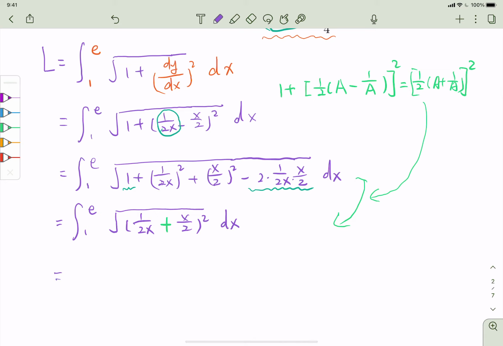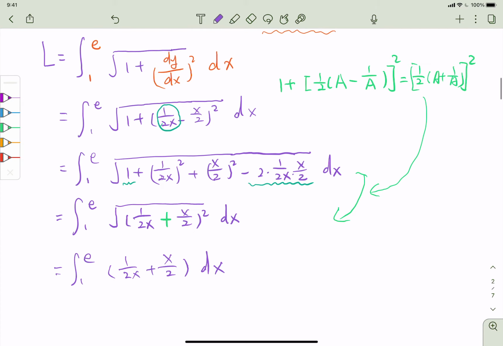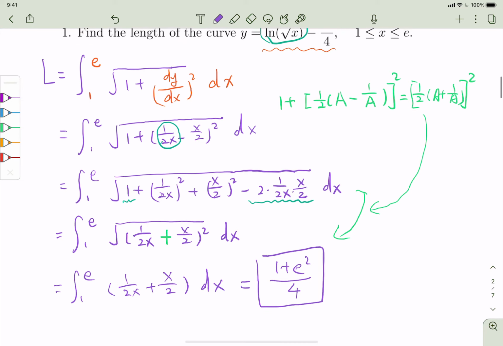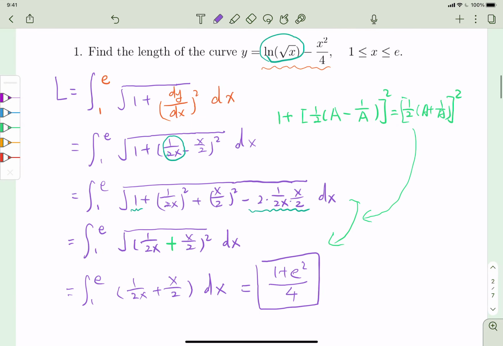So we have from 1 to e, 1 over x plus x divided by 2 dx, this one. And it can be easily integrated. And the final answer is 1 plus e squared divided by 4. Okay, so that is our question 1. Find the length of the curve. Should be very straightforward except for this formula part here.